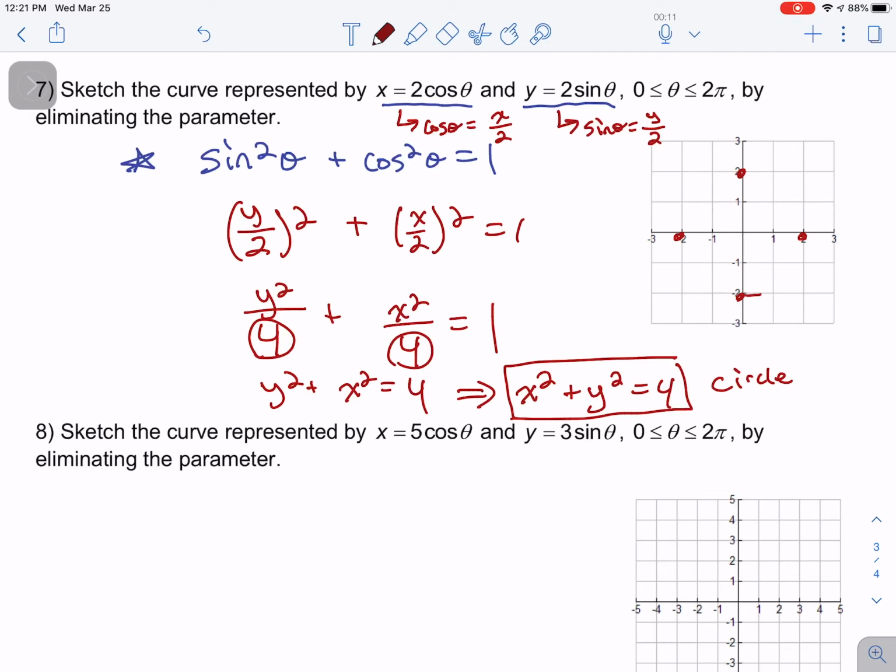And draw your best circle that you can. And I guess that's my best. Okay?